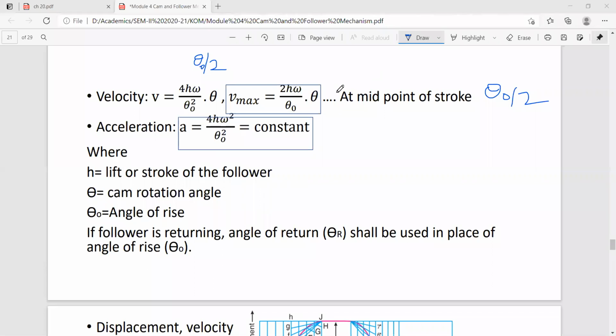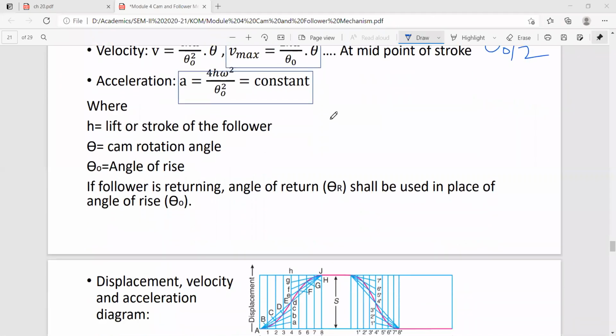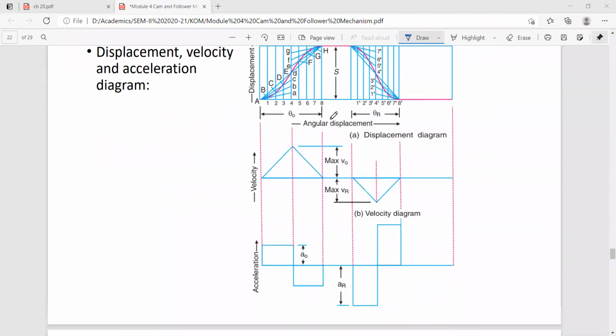Okay, so let us start. You can see here that velocity is directly proportional to angle theta, means there is linear relationship. So by knowing this relation with velocity and angle, and also the position of maximum velocity, we can draw the velocity diagram for uniform acceleration and retardation.